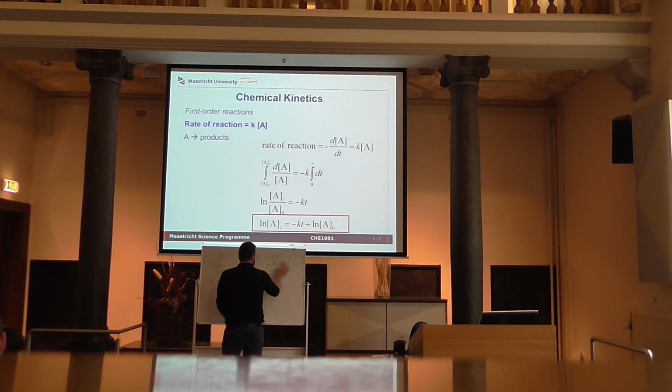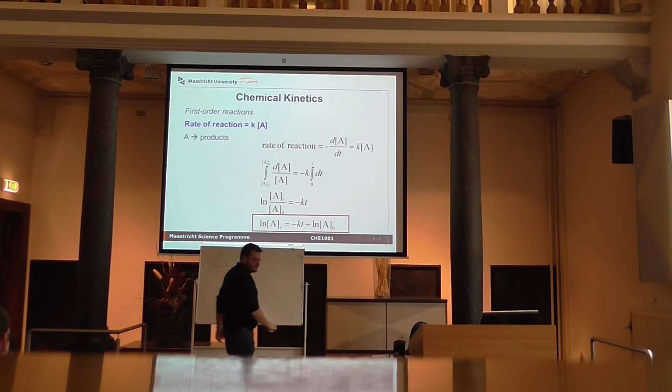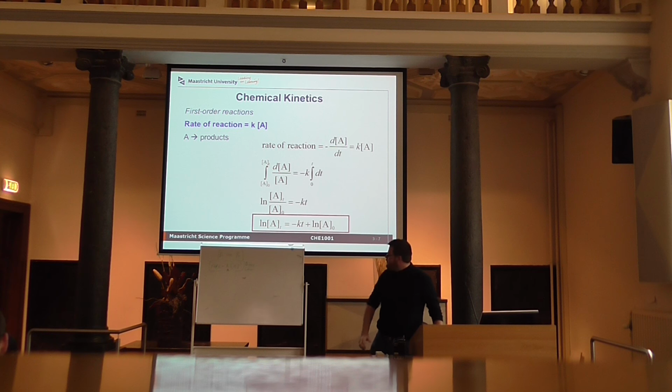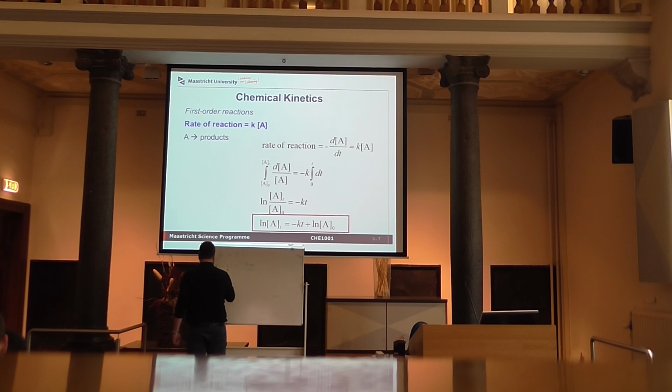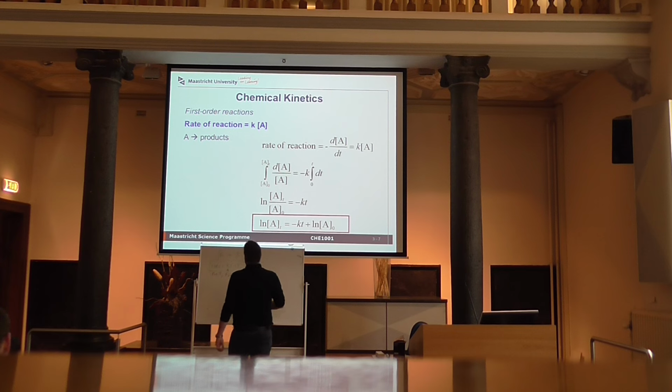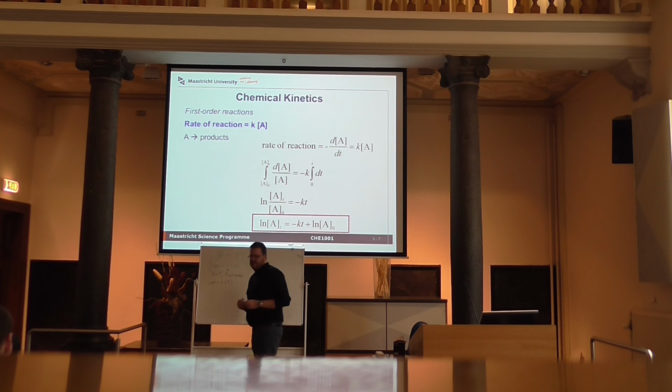So we play the same game. We start off with a rate law. And in this case, n is 1. First order. So the rate law simply is rate equals k times [A]. Does everyone agree? That's k times concentration.